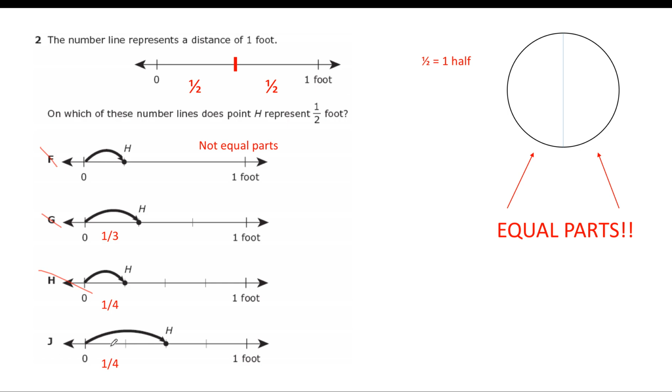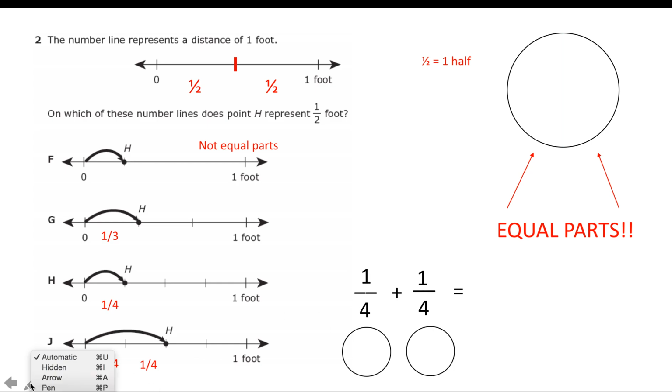Okay, so I see that these are split up into 1, 2, 3, 4 parts, just like we had with H. But this time, this arrow is going over 2 of the 1/4. So let's figure that out. This is 1/4. That's 1/4. Okay, so now point J has moved over 2 1/4. Let's figure that out. So if I've got 1/4 plus 1/4, so I've got a fourth of the pizza right here, and I've got another fourth of the pizza right here.